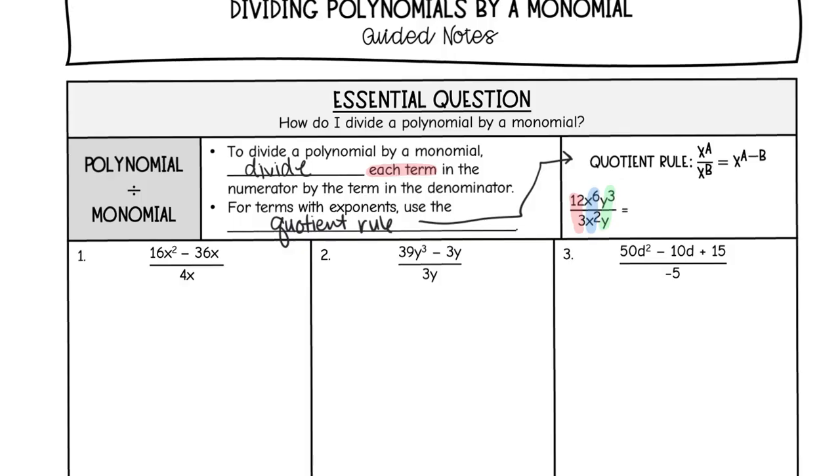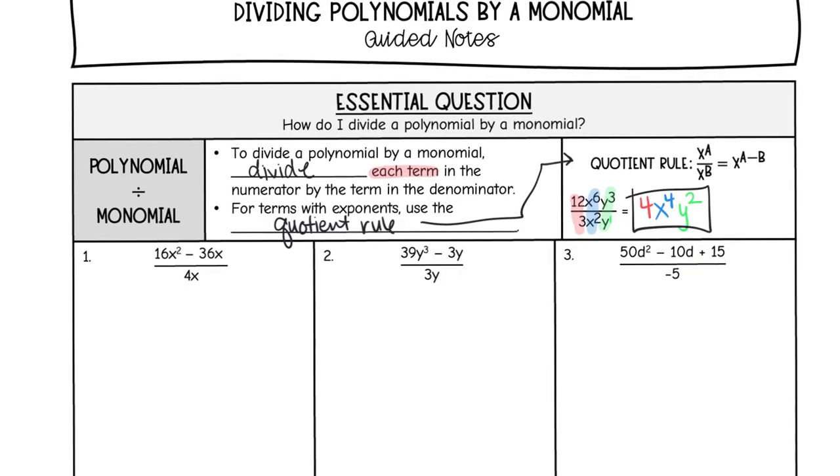So 12 divided by 3 is 4. And then x to the 6th divided by x squared, I'm going to do 6 minus 2, which is going to give me x to the 4th. And then y to the 3rd divided by y, that's like y to the 1. I'll do 3 minus 1, and it will give me y squared. So this is my final answer.